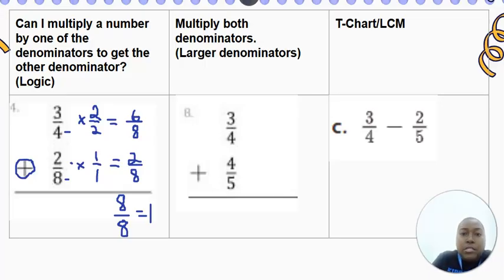Now, let's look at our next strategy. This one says multiplying both denominators. Please understand that with this one, you will get larger values. That's the downfall to this one. It's basically just like this. We're going to take 5 and 4 and multiply those two numbers together. 4 times 5, well, that equals 20.